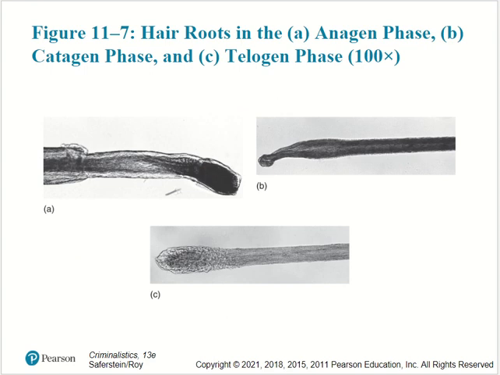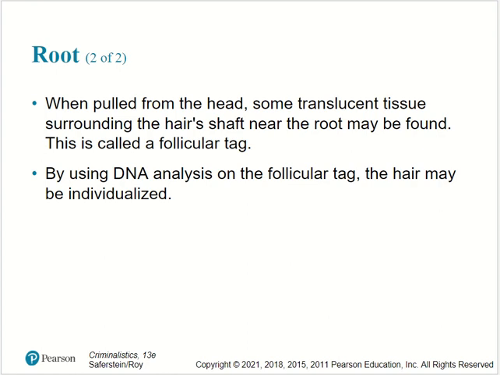Hair roots. Here we see top left A, the anagen phase. Catagen is B in the top left, and the bottom is C, the telogen phase, at 100 times. When pulled from the head, some translucent tissue surrounding the hair shaft near the root may be found. This is called a follicular tag. By using DNA analysis on the follicular tag, the hair may be individualized.